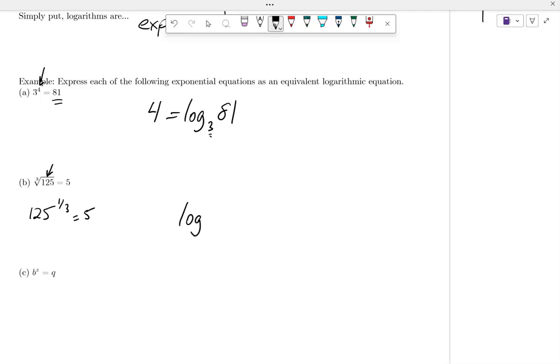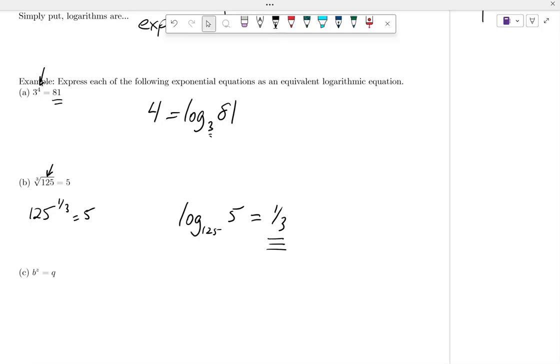what are you going to use for the base? The 125, because that's the thing that's the base in the exponential part, right? Okay. What are you going to use for the input for the log function? The 5. Remember, the input for the log is the output for the exponential. What are you going to use for the output of the log function? The 1/3, because that's the input for the exponential, or the exponent, right?